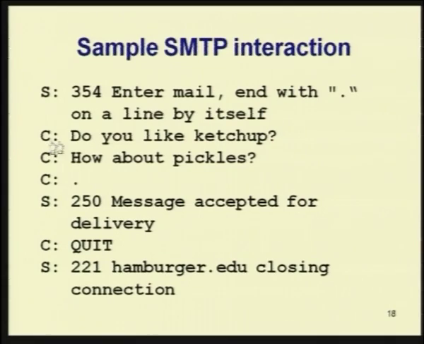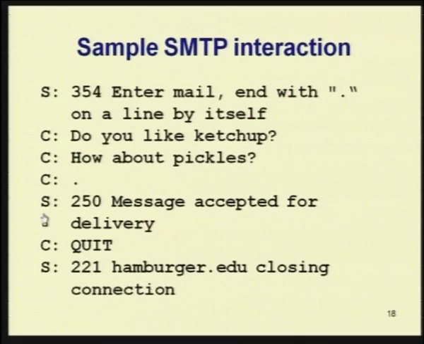So you could have whatever message you are sending. For instance, the client may say something like, do you like ketchup, how about pickles, whatever, and to indicate that it's come to the end of the message, it puts a single dot on a line by itself. Just a single dot on a line indicates the end of the message. The moment this dot is received on a single line, the server knows it is the end of the message, and so it now sends back a response which says 250 message accepted for delivery.